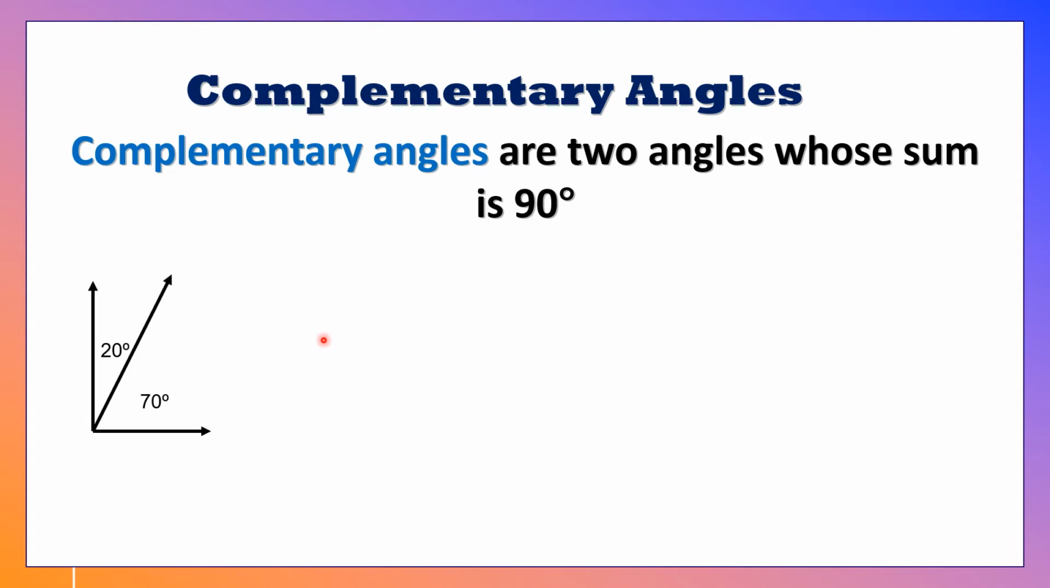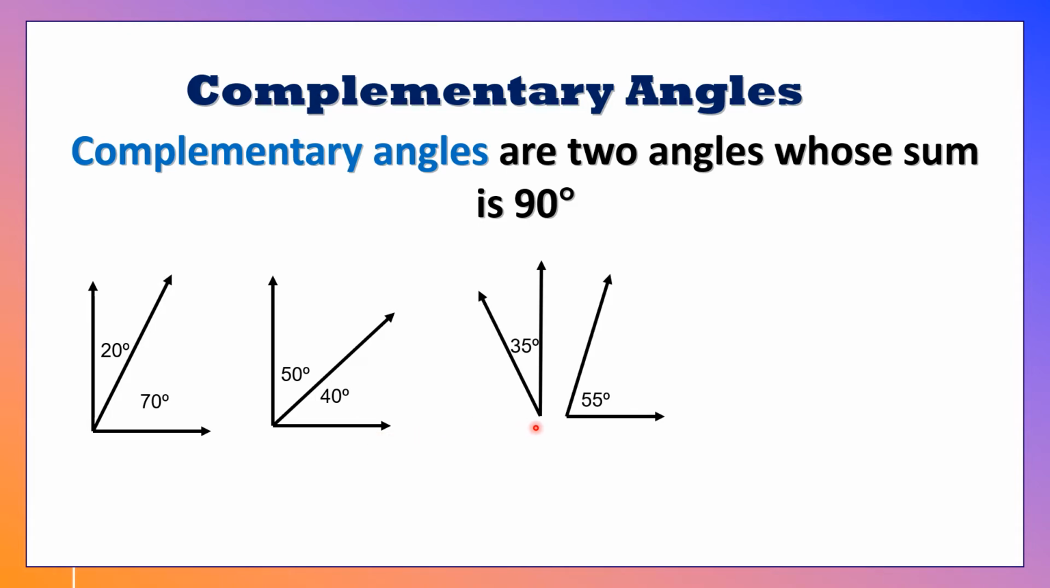So for example, 20 degrees and 70 degrees. So these two angles are complementary kasi pag pinag-add natin yung 20 degrees plus 70 degrees, the sum is 90 degrees. The angles 50 degrees and 40 degrees are complementary. Okay, so pag add natin ang 50 degrees plus 40 degrees, ang sum ay 90 degrees. So, ang first two example natin ay complementary angles and adjacent angles sila.